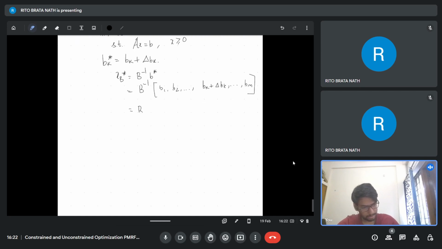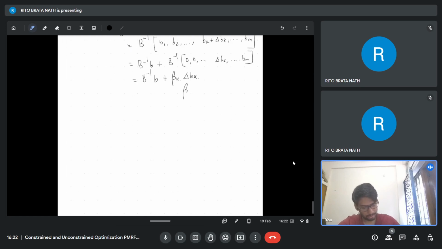So you can write it as B inverse B plus B inverse times 0, 0, delta bk, Bm. And finally, if you just pick the kth column vector of B inverse, you will get this, right? So beta k is nothing but the kth column vector of B inverse. All right, so this is fine.